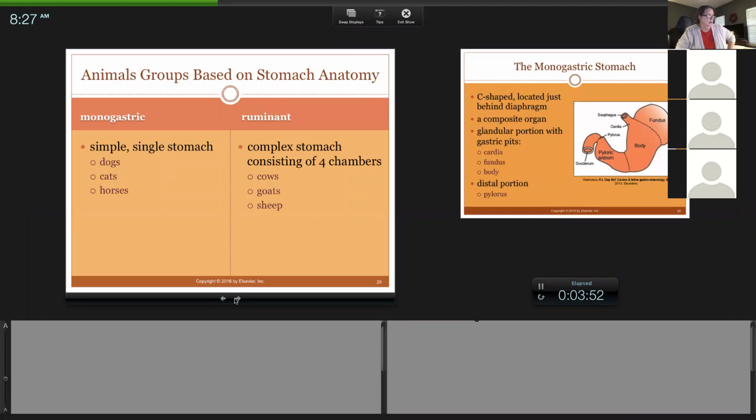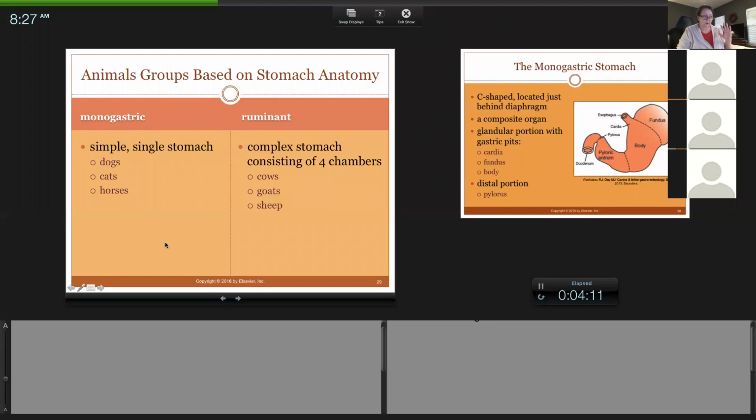Okay, now here's the breakdown. So you have to tell me which species. Basically, the ruminants are cows, goats, and sheep, and they have a complex stomach. But these are all the monogastric species, and obviously people on here, pig would be on here. So there's some that are not on here, but it means they have one stomach.